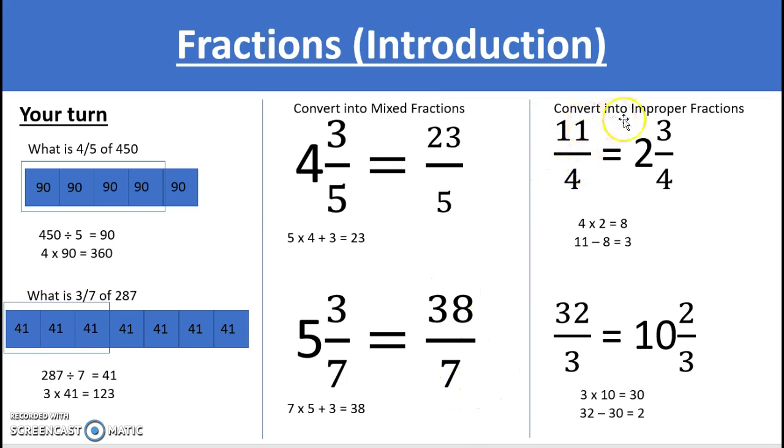And for the last one, converting improper fractions into mixed fractions. We want to see how many 4's, or the denominator, go into the top of the numerator. In this case, 4 times 2 gives us 8, so we know that it goes in 2 times with a remainder of 3 and the same denominator. Same thing for here. We want to see how many 3's go into 32, and the maximum happens to be 10 with a remainder of 2, and it'll still be over 3.